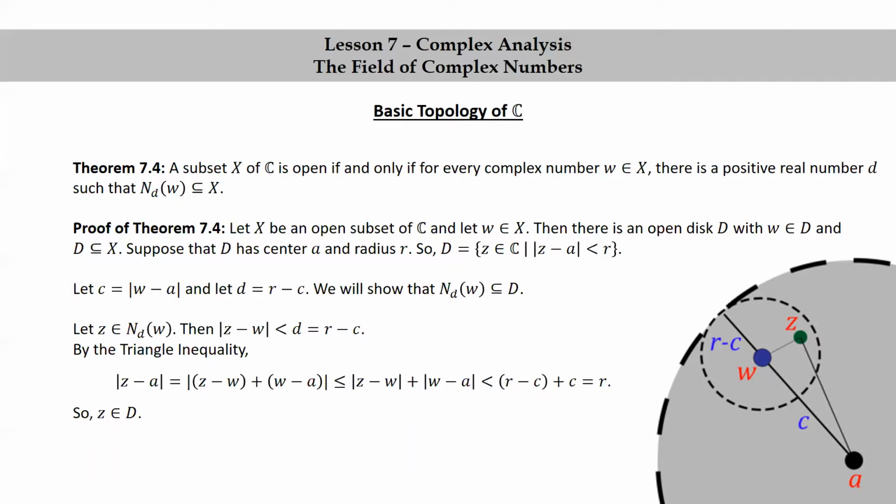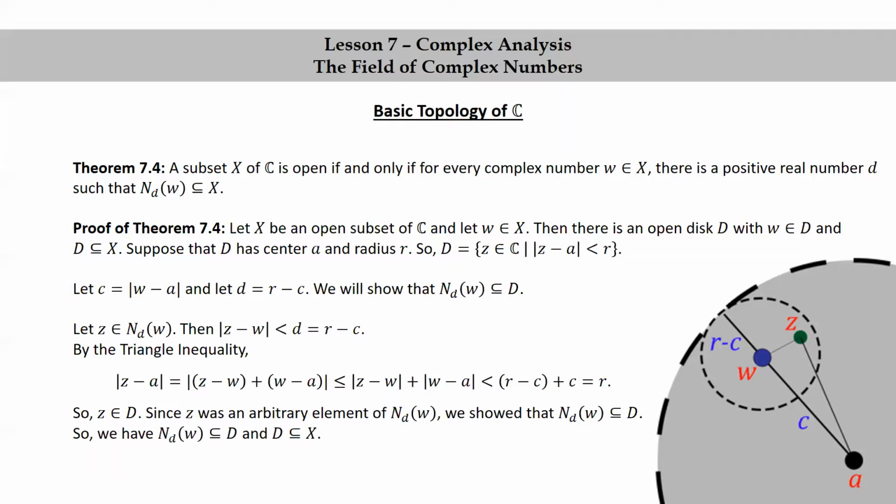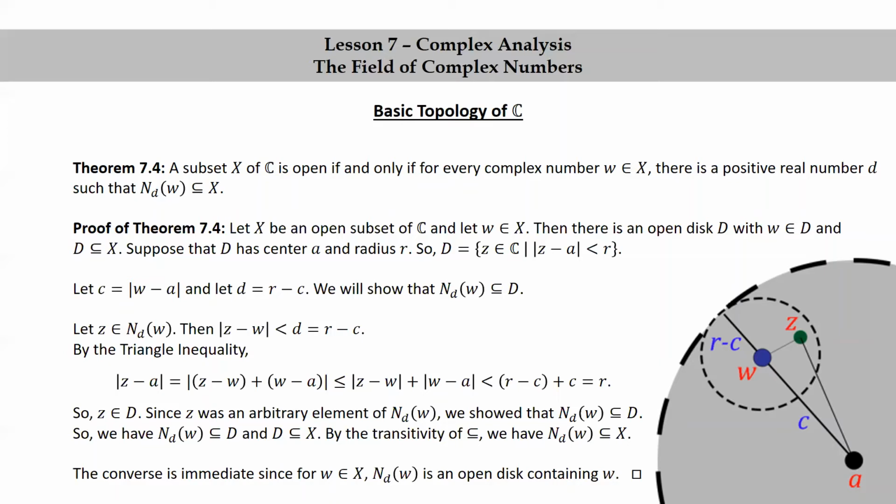Okay, so anyway, we just showed that Z is in D. Since Z was an arbitrary element of N sub D of W, we showed that N sub D of W is a subset of D. So we have N sub D of W a subset of capital D, and capital D a subset of X. By the transitivity of the subset relation, we have the desired neighborhood inside of X. The converse of this is immediate, since for W in X, N sub D of W is an open disk containing W already.